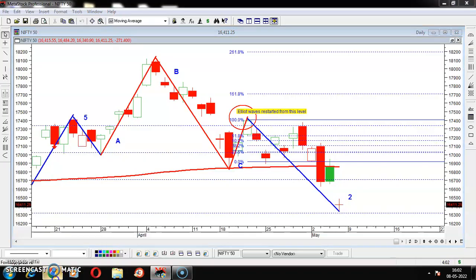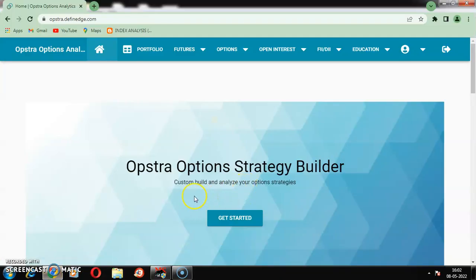One tool, called Option Strategy Builder, is a free tool. If you search on Google, you can easily find it. Just click Get Started.